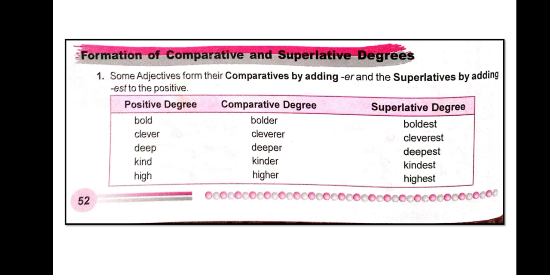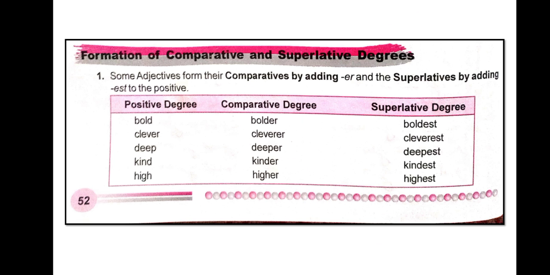Now we have here the formation of comparative and superlative degrees. So here in total we have 7 boxes in this chapter. I will read all of them for you and I will explain. Number 1: some adjectives form their comparatives by adding er and the superlatives by adding est to the positive. Means when we use a positive adjective, some take er in the comparative and est in the superlative. So I will read that for you.